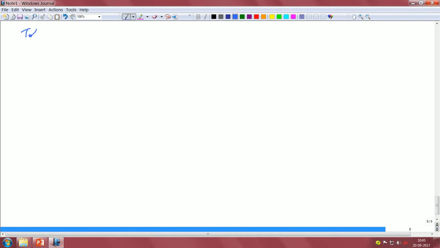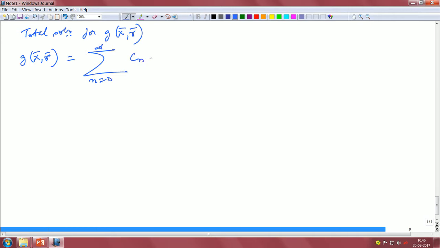So, the total solution for G(x bar, r bar) is given as the sum from n equal to 0 to infinity of Cn Pn(r bar) exponential minus lambda n square into x bar.